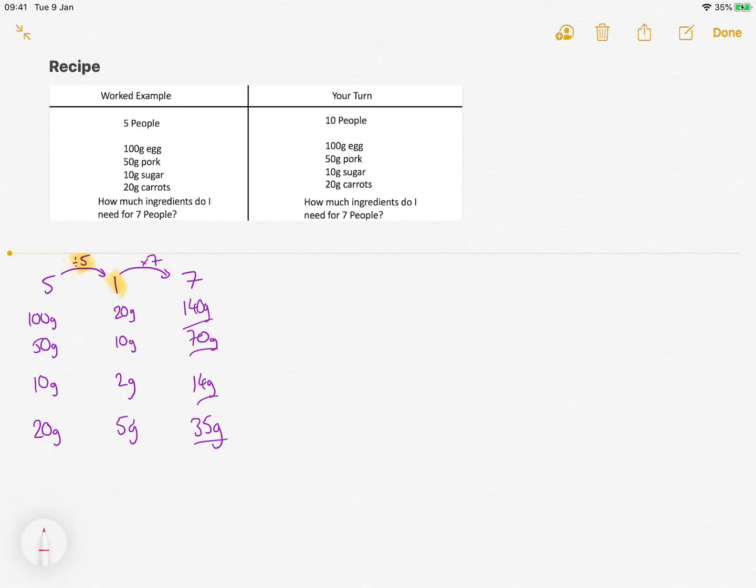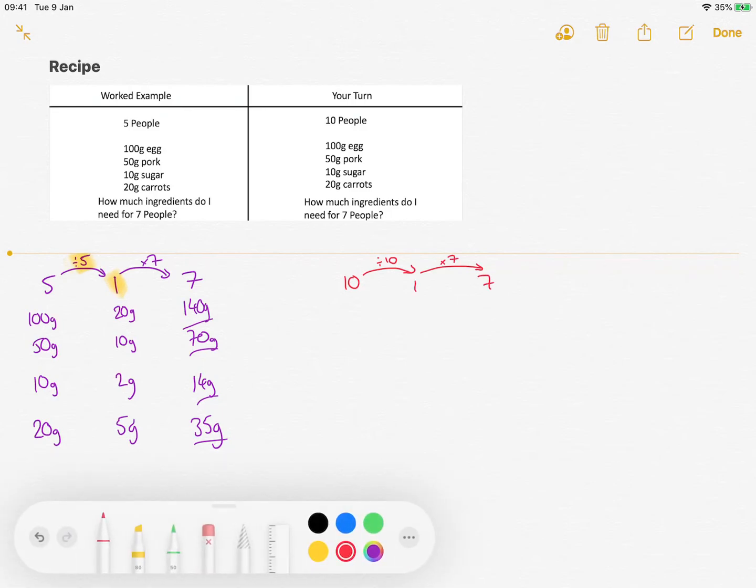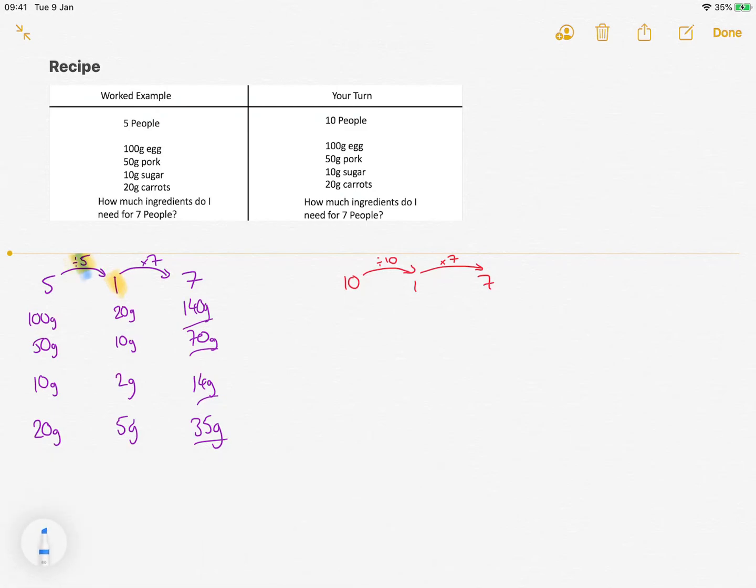So you should have had a go at this now in your book. And so we're going to start off with 10 people. You might even just want to start off with how do you get to 7? Well, I can divide by 10 and then times by 7. So what do you notice is similar across the two? Well, here I divided by 5, here I divided by 10. So you can see that to get to 1, I divide by whatever the amount of people is, because if I've got 10 people, I divide by 10, then that gets me what one person would have.